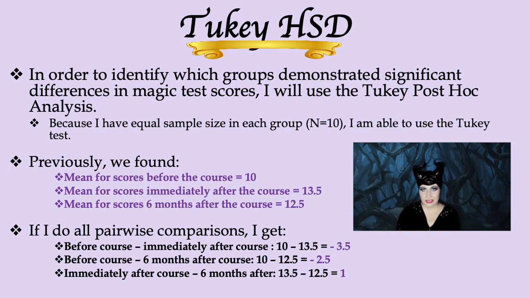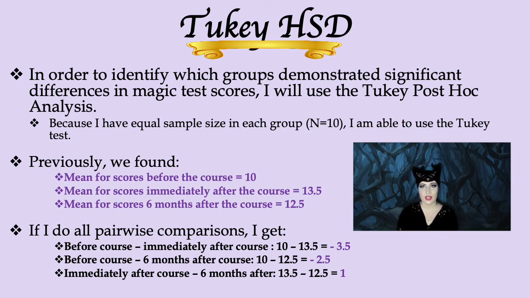Previously, when we were calculating the means in our data set, we found that the mean for the test scores before the course was 10. The mean for the scores immediately after taking the course was 13.5, and the mean for 6 months after the course was 12.5. So if I do all of my pairwise comparisons, this is what I get.